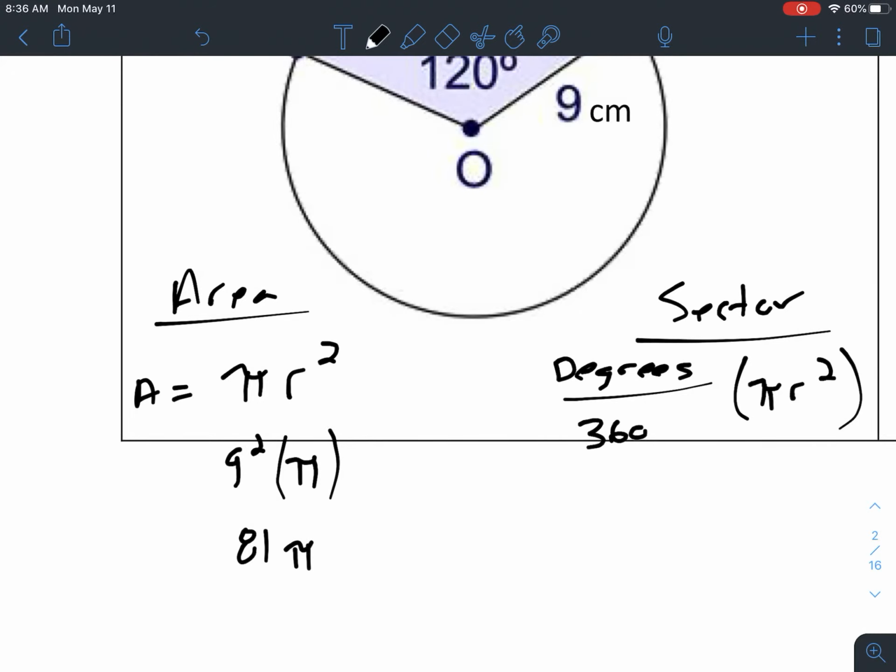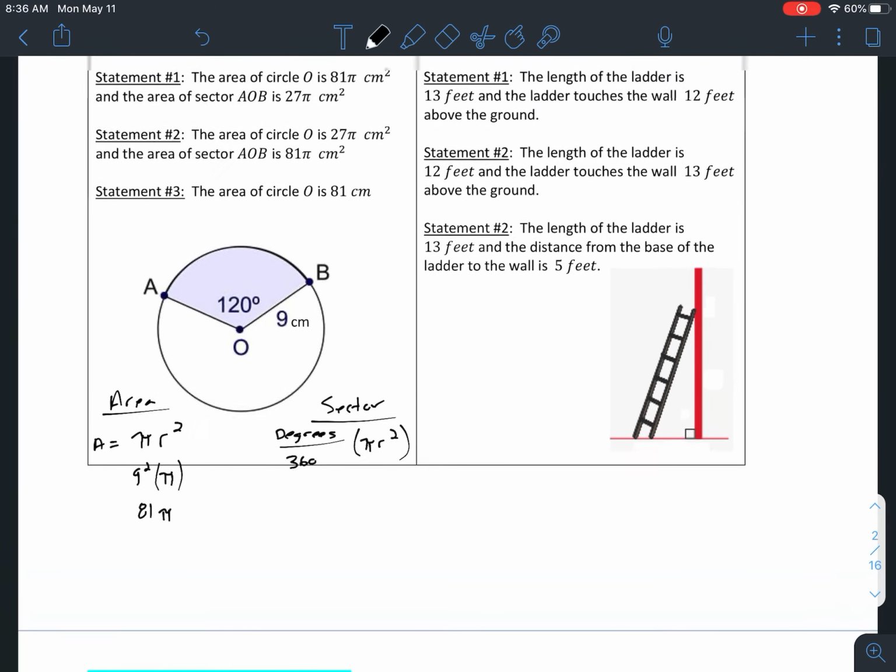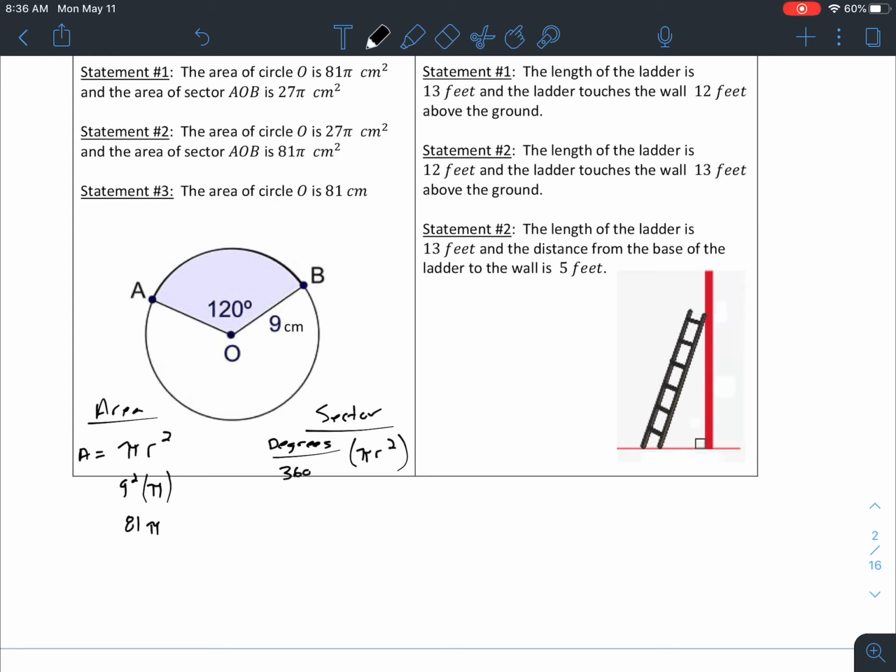You try and remember these for the test, okay? So we do our degrees, which is 120 over 360. When we simplify that, it comes down to 1/3, times pi r squared, which is 81 pi. If we take 1/3 of 81, that gives us 27 pi. Look, statement 1 is true, so we can't say that's wrong, so we can't circle that one.